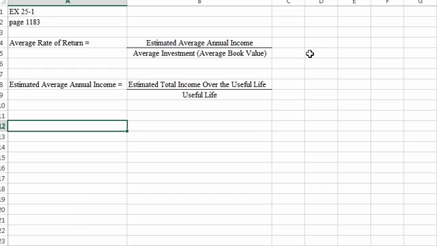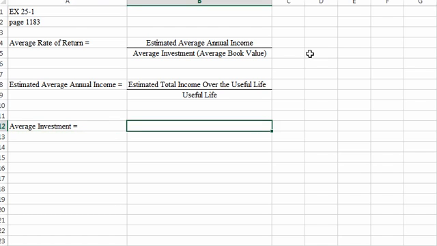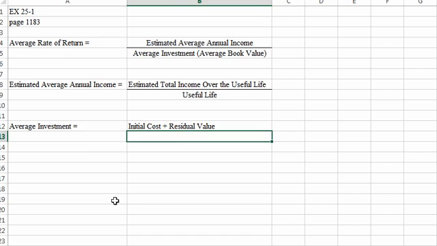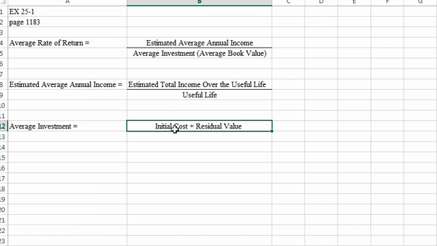Okay, and then the bottom half of our formula, our average investment or average book value. Your book calls it average investment, it's really average book value, or what they're saying is, what's the average amount that the equipment or building will be on the books at over its useful life. And there, the easiest way to do it is take initial cost plus residual value, or salvage value. And why are we adding those together? Well, the initial cost is the book value on the day the equipment's purchased. The residual value is the book value on the last day of its useful life. If we add those two together and divide by 2, then we'll get the average amount that the equipment's on the books at over its useful life.